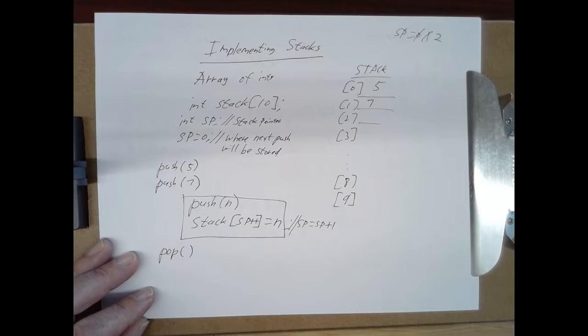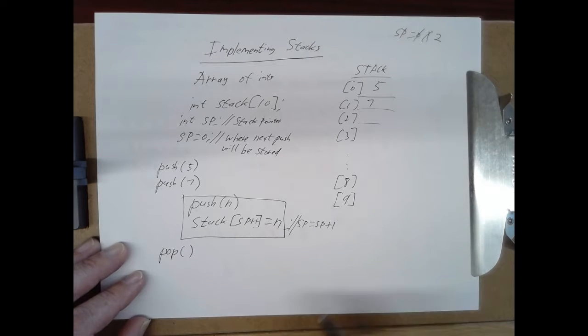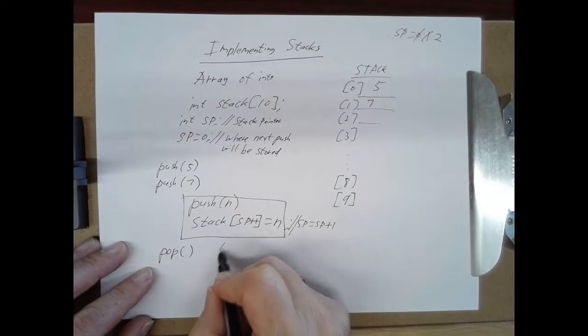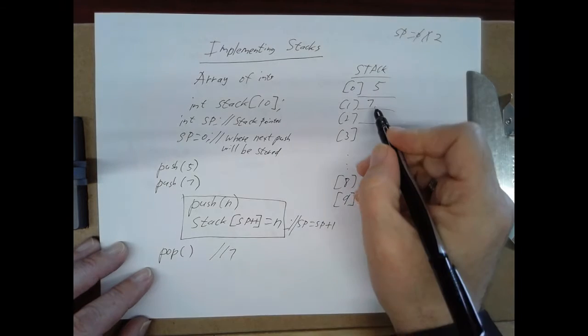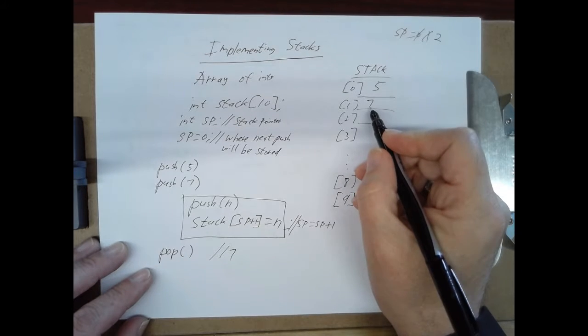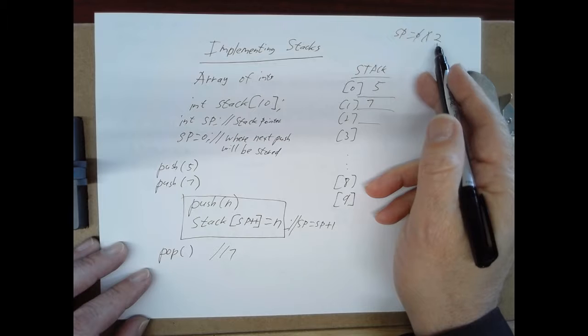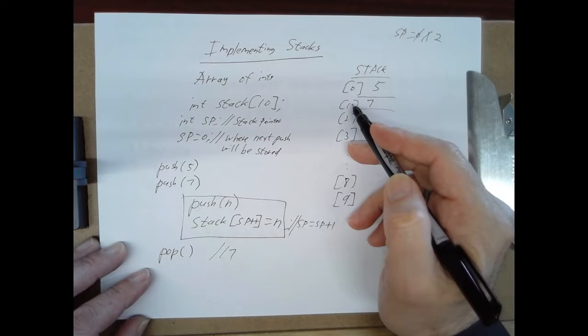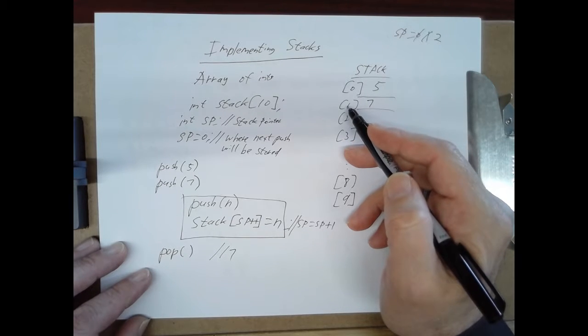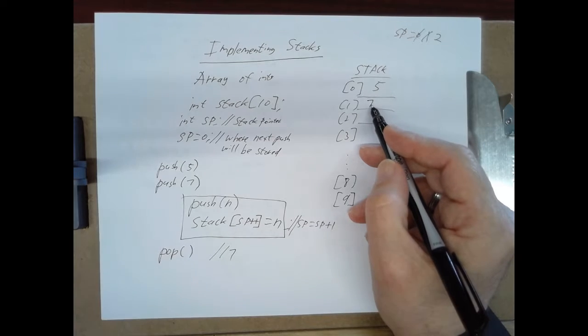All right, what should a pop do? Right now, our stack pointer is 2. If we say pop, we want to return the 7. That's the last thing we pushed. But it's not at location 2. It's at location 1. Right? Because after we pushed the 7, we incremented the stack pointer.